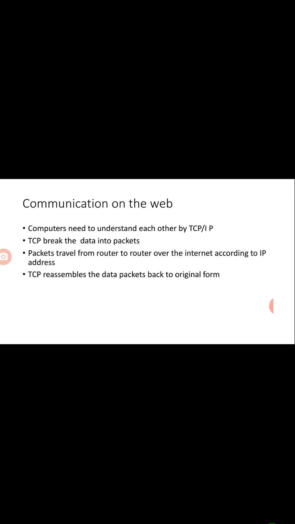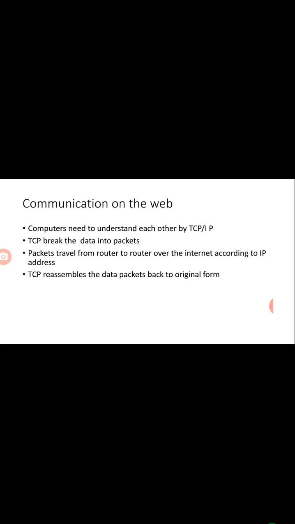Before we can go into the detail, how the communication on the web is taking place. Before a communication has to start, the computers need to understand each other by using a protocol called TCP/IP, the Transmission Control Protocol and Internet Protocol. The Internet uses a TCP/IP model on both sides of the communication, at the sender side and the receiving side.